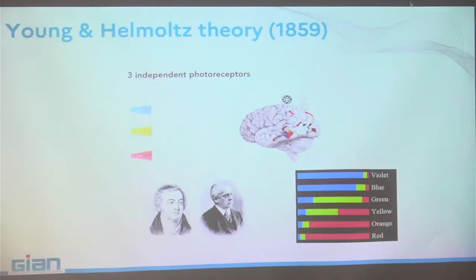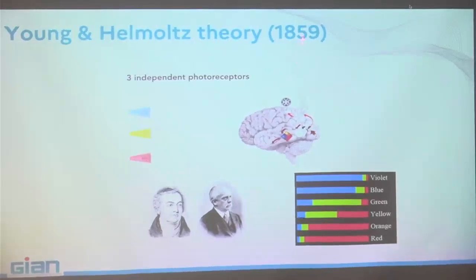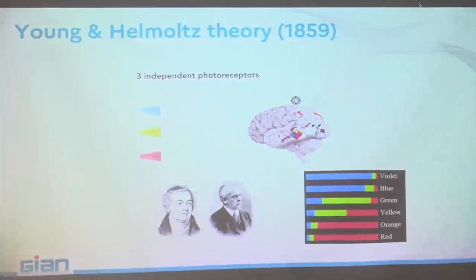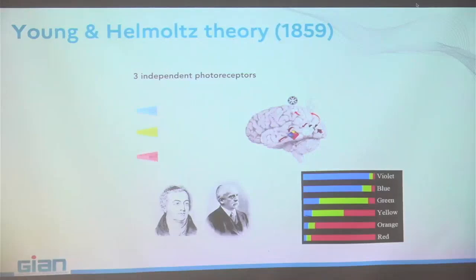People have been trying since the 19th century to understand how color vision works. The first theory for color vision was established by two physicists, Young and Helmholtz. They are very well known for different other effects. Young and Helmholtz supposed that there are 3 independent photoreceptors, blue, green, and red. They made the right guess, but at that moment they didn't have any anatomic results. They didn't know exactly what is inside the eye.